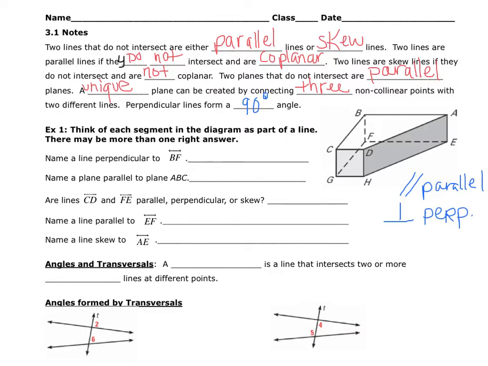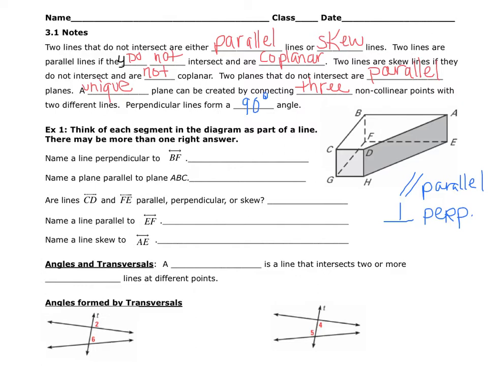Okay, so let's look at the examples so you can kind of apply this whole parallel plane, parallel lines. In this example, it says, think of each segment in the diagram as part of a line. There may be more than one right answer. So I'll try to go through a couple of right answers so you can see different examples.